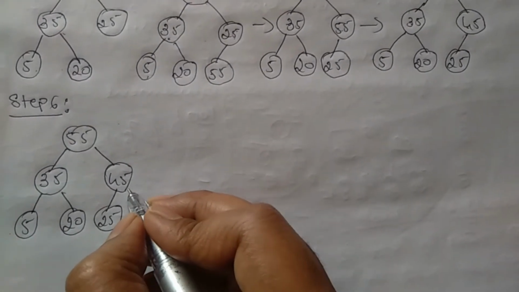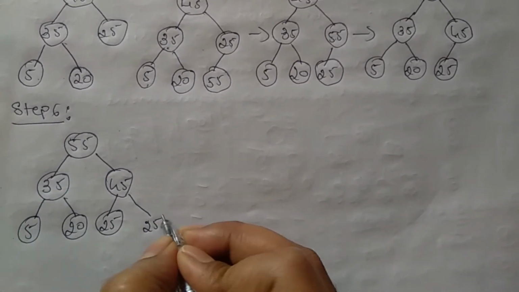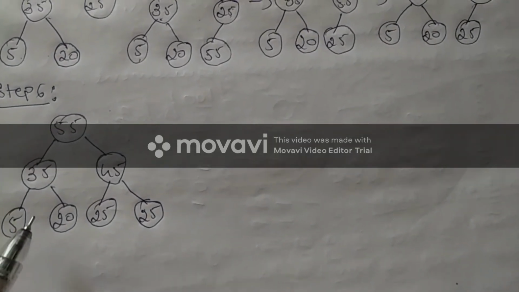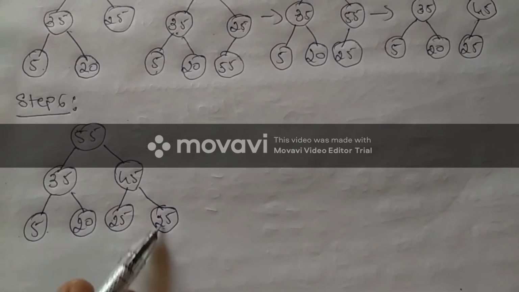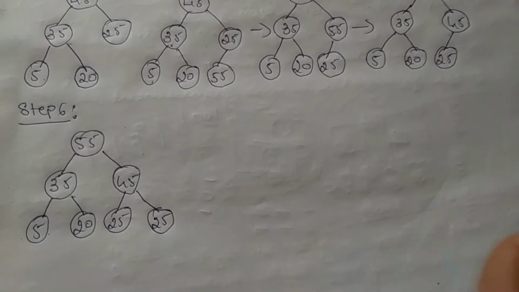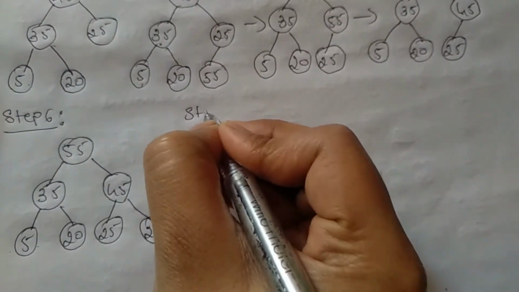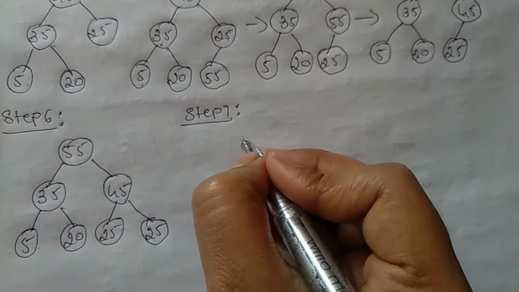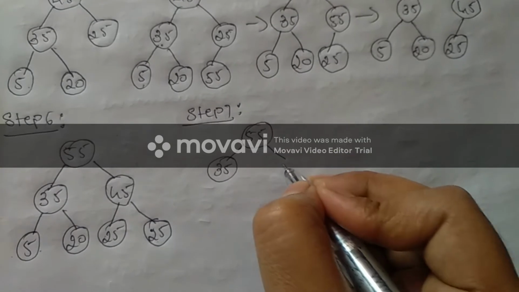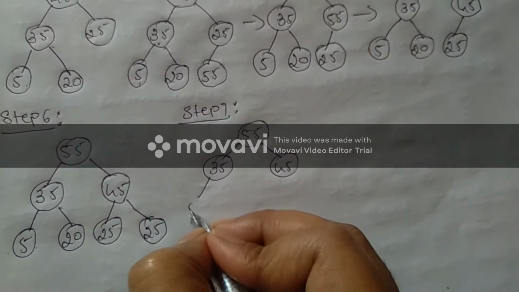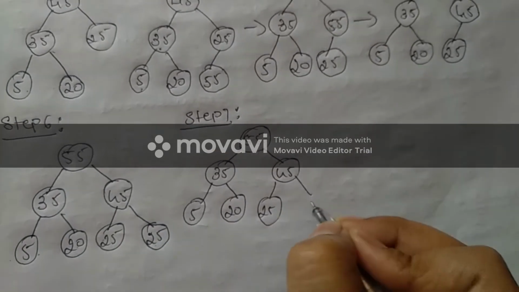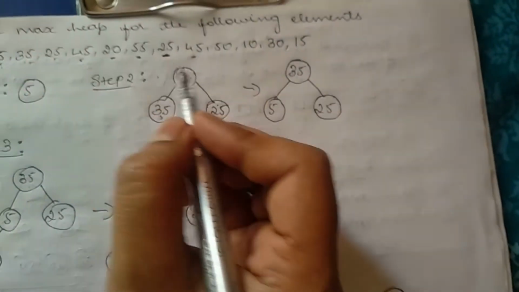So where I have to place? Here towards left I have to place 25. See here, again the parental dominance, 5 and 20 less than 35, 25 and 25 less than 45, then 35 and 45 less than 55. Step 6 is proper. Next go for step 7. I'll write all these as it is. 5, 20, 25, 25.